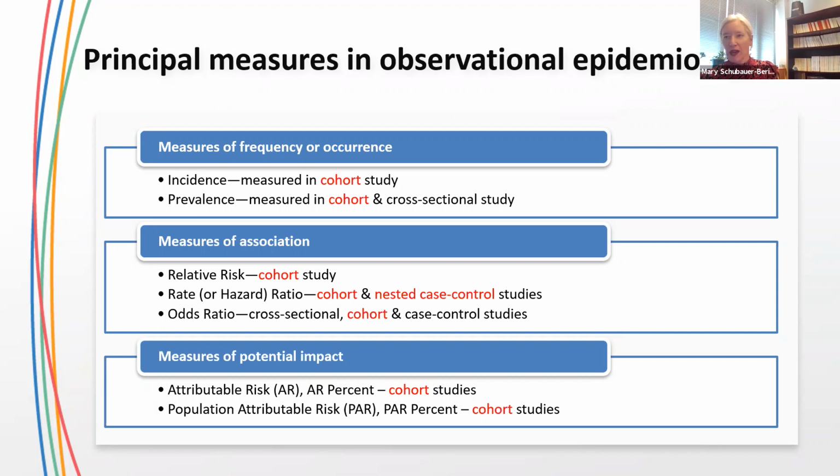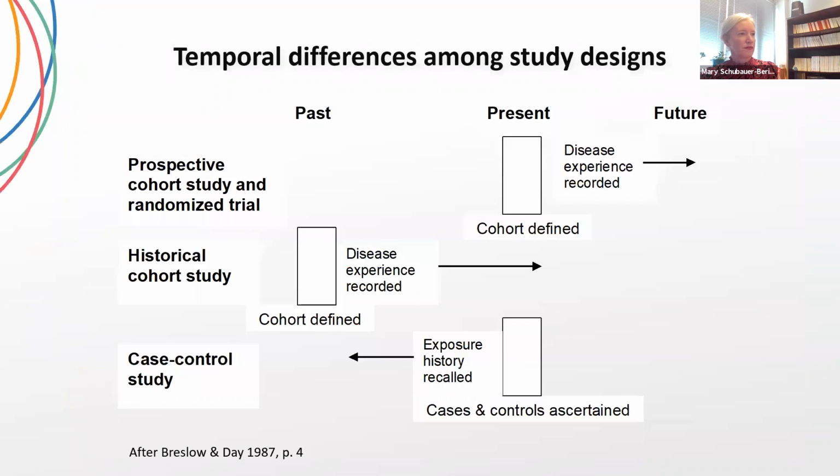Measures of potential impact, including the attributable risk, or AR percent, and the population attributable risk, or PAR percent, are measured in cohort studies. And I've given some examples in my extra slides because I won't have time to go through that today. But this slide illustrates that cohorts really are built to carry out virtually all the types of analyses that would be useful in a population.